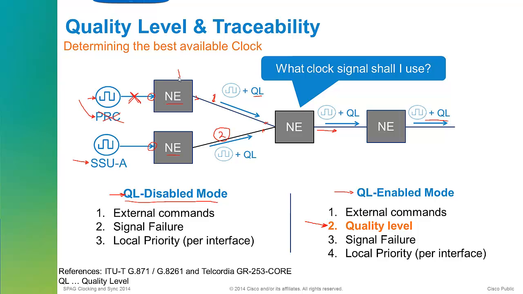So network element north can be still available. This link is still up. We're still getting a frequency coming in that link, but this network element will say, no, I'm sorry, I've seen the quality level coming down this line, and the quality level is no longer primary reference clock, so I'm going to switch over to this guy because SSUA is the best quality level that I can see.